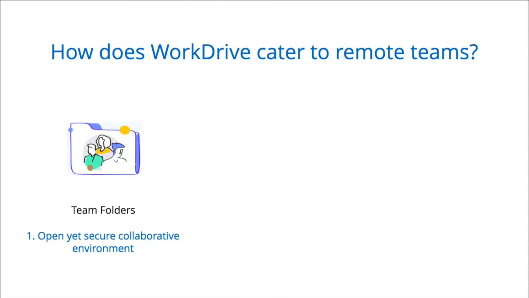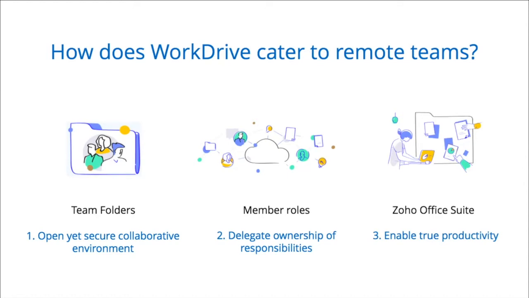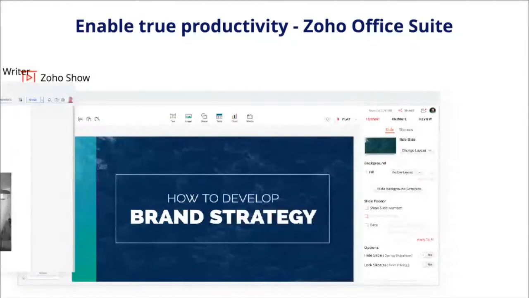And we spoke about how every employee must have access to information, but we have to also ensure that the right information is available to the right member. With WorkDrive's granular level access, you can set access rights not just at a team folder level, but also at a subfolder and a file level.